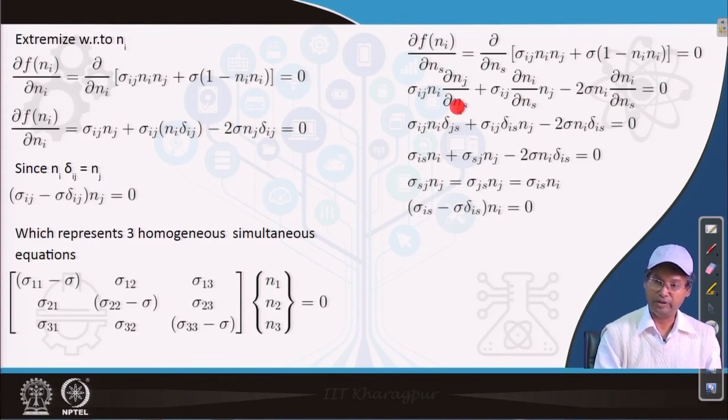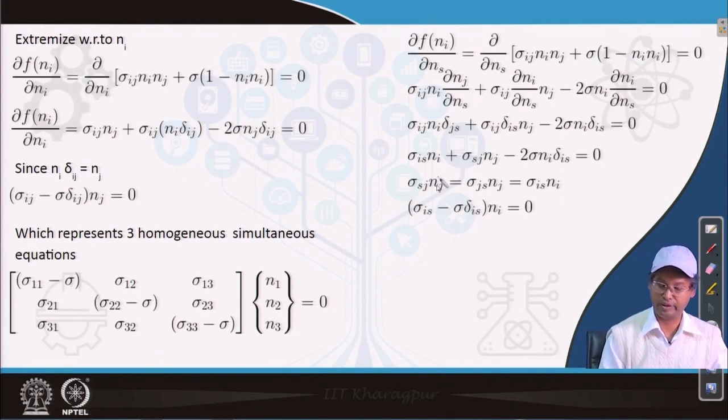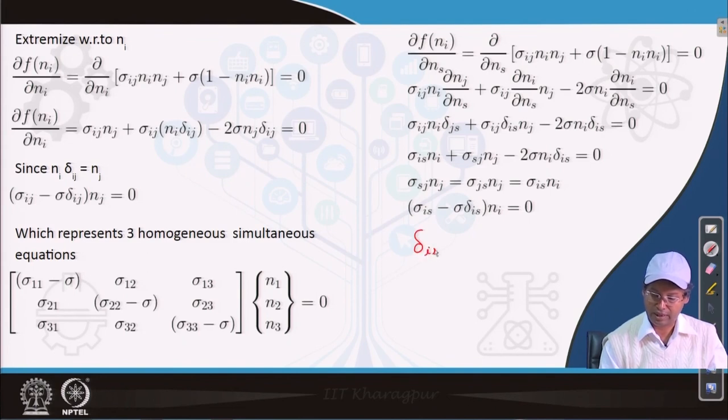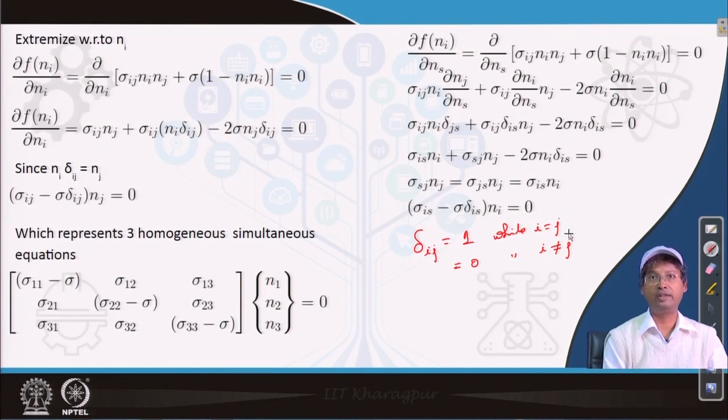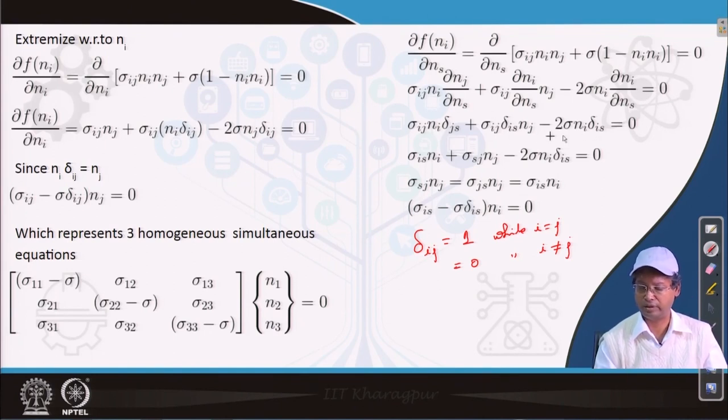Now, this derivative will lead to the Kronecker delta. I think I have not discussed the Kronecker delta earlier, so it is better to discuss it now. I should have discussed it earlier, so if you find it earlier, please refer to that. The Kronecker delta is equal to 1 when both the subscripts have the same value, otherwise it is equal to 0. So delta I j equals 1 while I equals j, and equals 0 while I is not equal to j. That is what the Kronecker delta is. So this derivative actually leads to this Kronecker delta, and similarly we find the other Kronecker delta also.